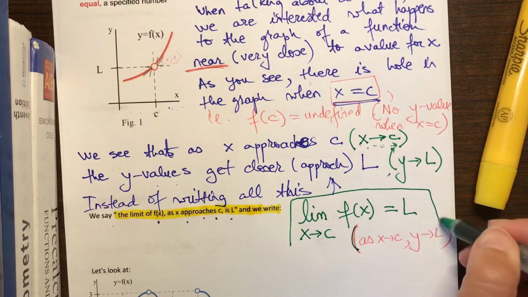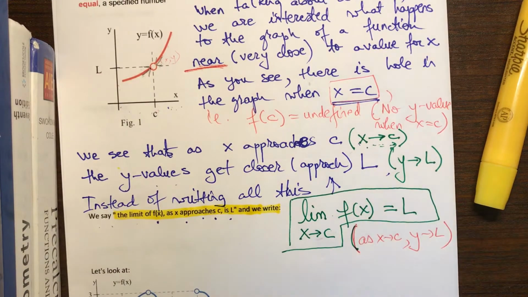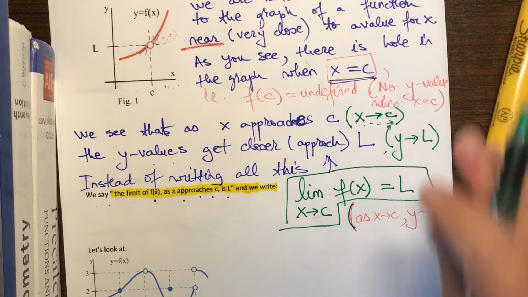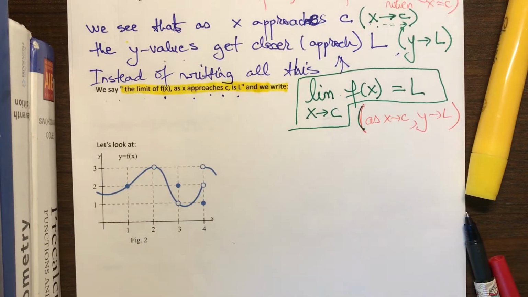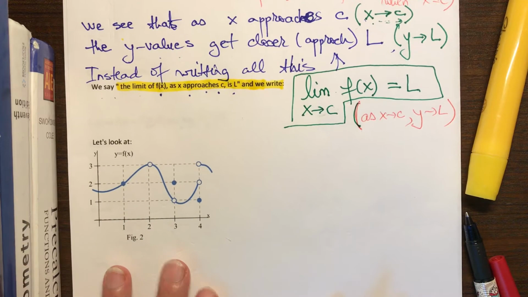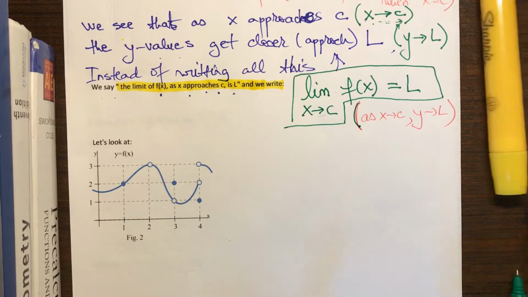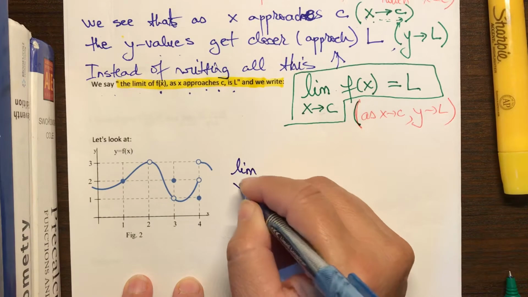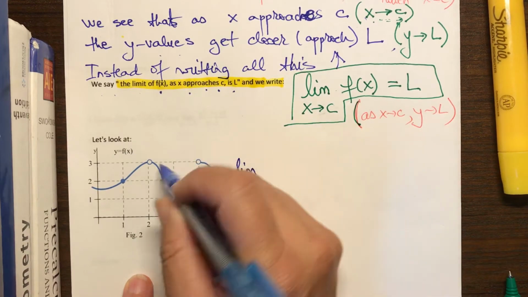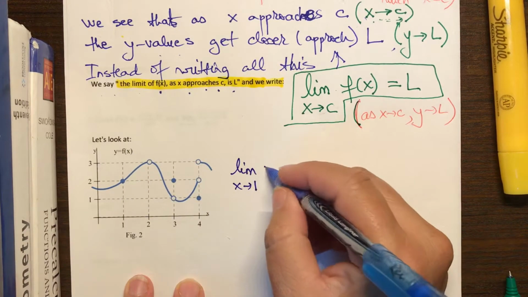All right, so let's practice right away. Here's a graph for you, and a bunch of holes in it, even gaps. So let's see what we can say. I'm going to ask you to find me a few things. What is the limit as x approaches 1 of this function f of x, this blue function?